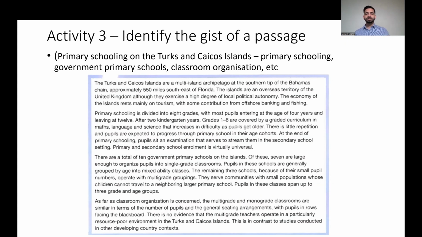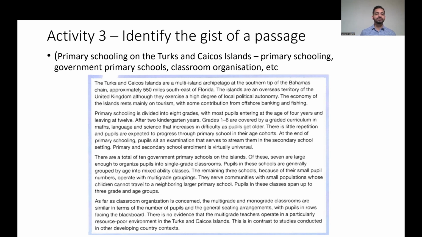Now here, I just want to show you how to look for the gist of a paragraph. Sometimes you will not be given options based on which statements are true, but you might be presented an option like: what is the opinion of the writer, or what the writer thinks about primary schooling and stuff like that.